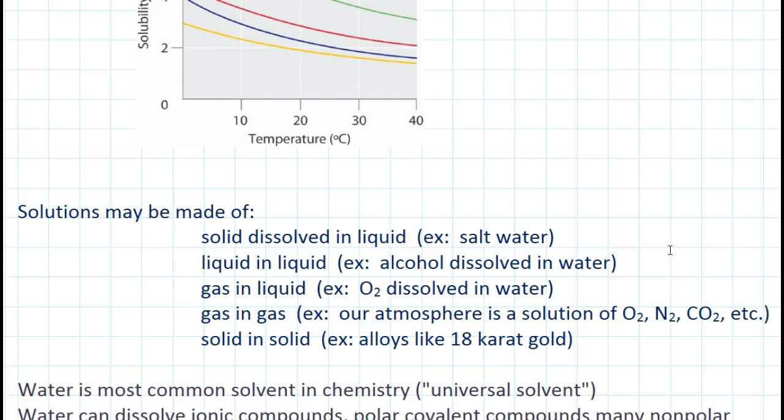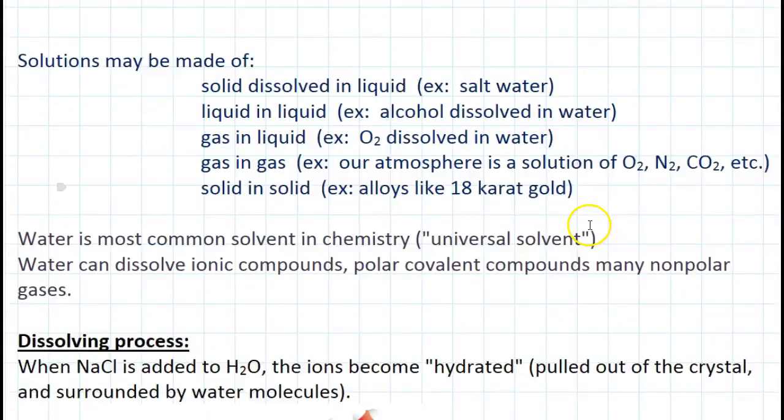Gas, we just talked about, dissolved in liquid, like the oxygen found in water. Gas and gas, so actually our atmosphere is a solution of oxygen, nitrogen, carbon dioxide, water vapor, all kinds of fun stuff. Solid and solid, so if you have 18 karat gold, 14 karat gold, stainless steel, steel itself, brass, bronze, those are all alloys that are solid mixtures, and they're homogeneous, so we call them solutions.